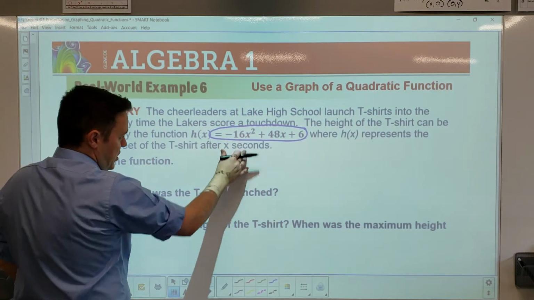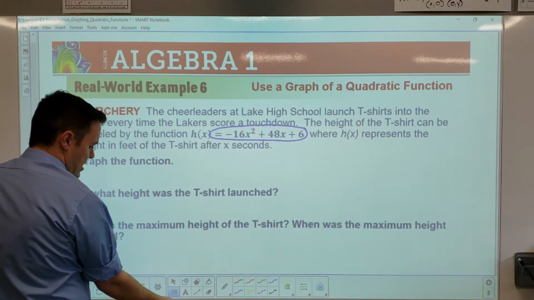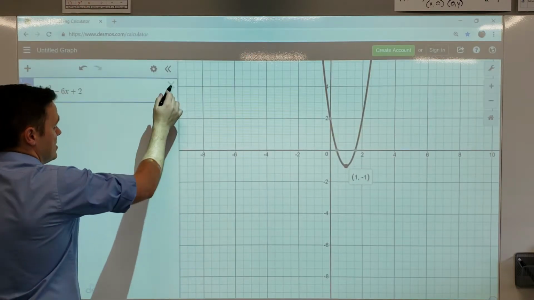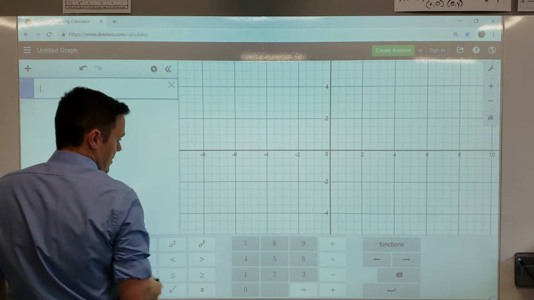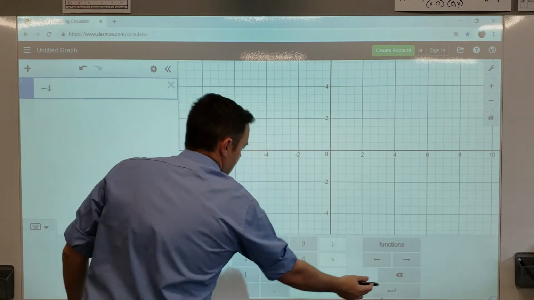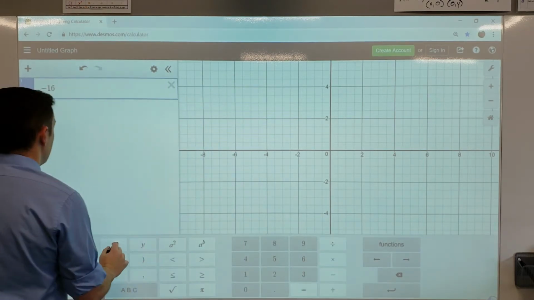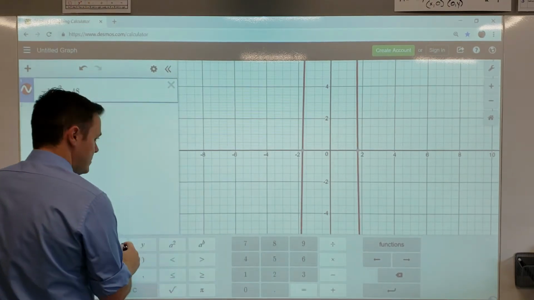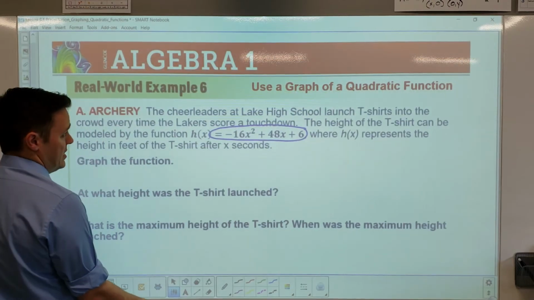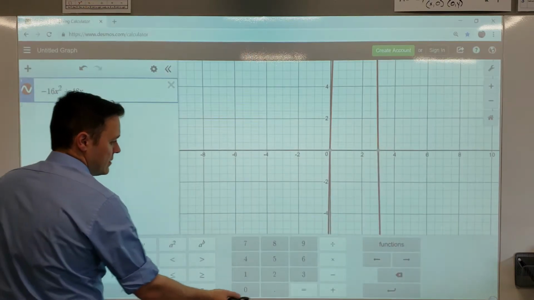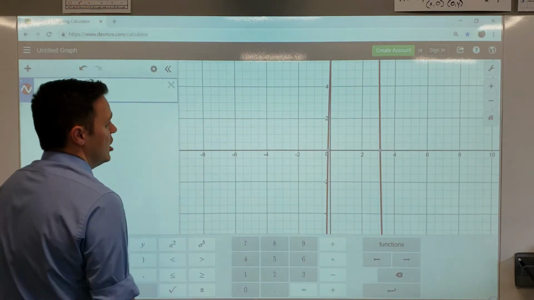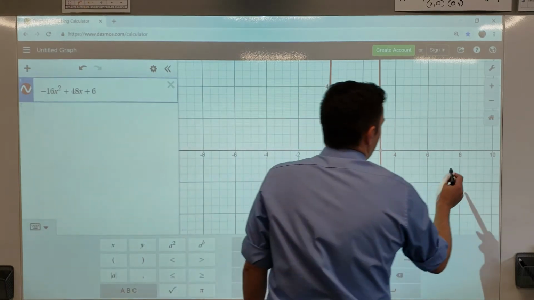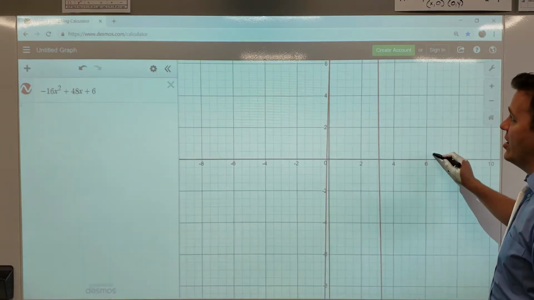Okay, so let's put in this equation. It's negative 16x squared plus 48x, and the last piece is plus 6. All right. So when they're launching these t-shirts, they are going.